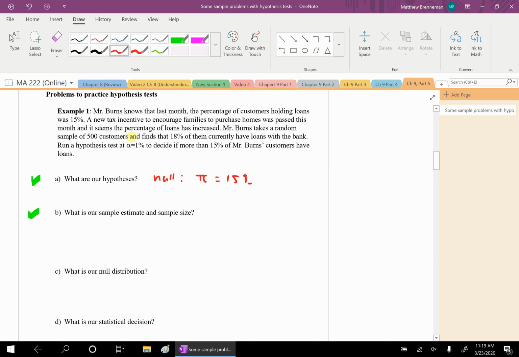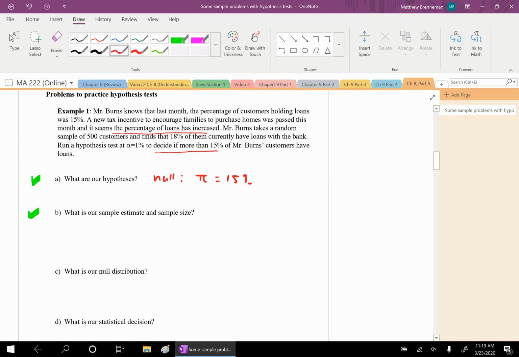And what we want to test is to see if it has increased. It seems this way. This is what we want to test. Mr. Burns takes a random sample of 500 customers and finds that 18% of them currently have loans with the bank. Run a hypothesis test at a significance level of 1% to decide if more than 15% of customers have loans.